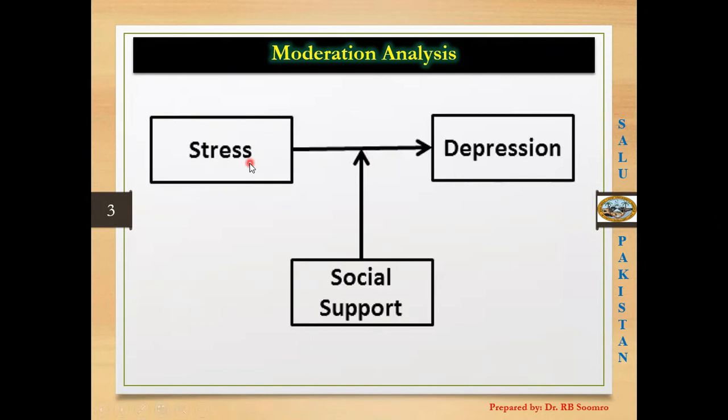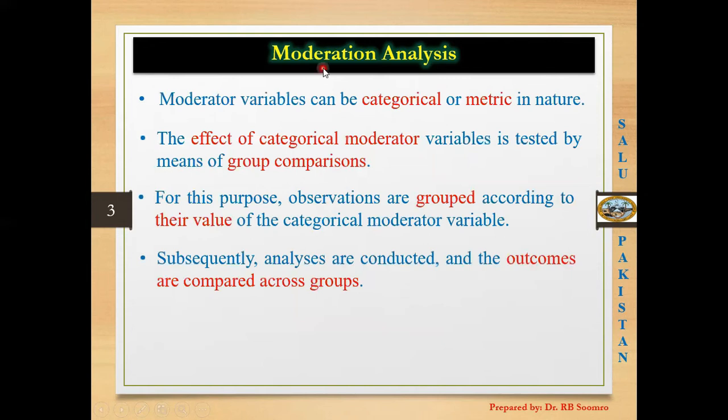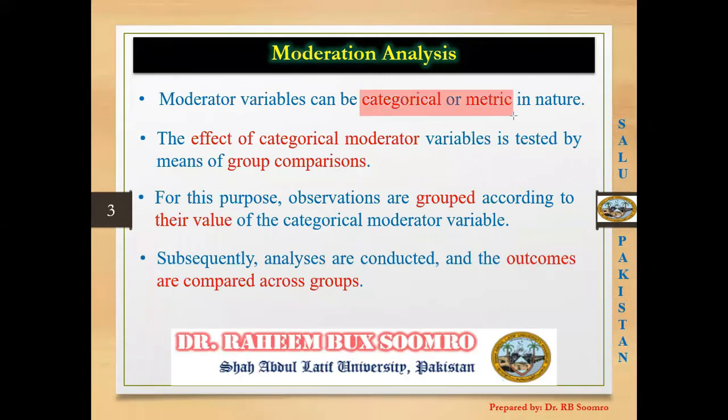Alternatively, we can also take stress. Everywhere there is stress: psychological stress, financial stress, physical stress. So now here we want to check the impact of stress on depression, in the presence of social support. Okay. And then a moderator variable can be categorical or metric in nature.